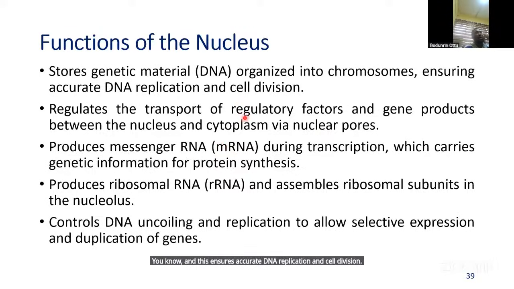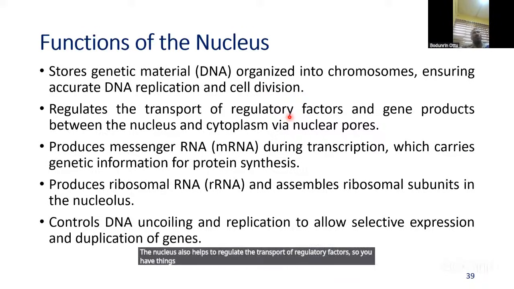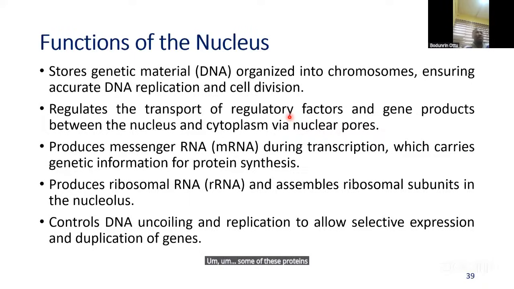The nucleus also helps to regulate the transport of regulatory factors. So you have things like transcription factors, mRNA, some of these proteins that I mentioned, even chromatin, all these regulatory factors, mRNA, and then gene products between the nucleus and cytoplasm via the nuclear pore.